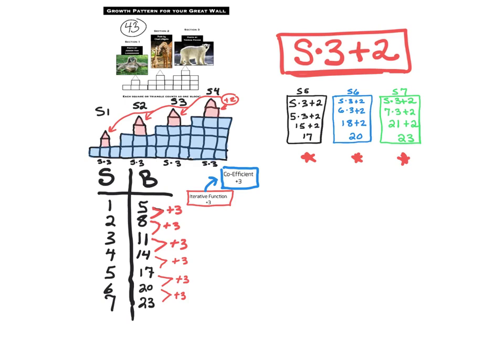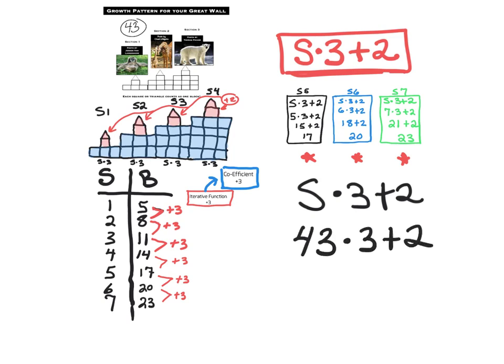I love this part. And you're going to start off just like you did for your test, just by writing the formula. So we're going to write the formula right here. S times 3 plus 2, right? And now, since we're solving for the 43rd section, we're going to plug in 43 here. So I'm going to just write 43, then times 3, and plus 2. And that, my friends, is the next step in the formula.